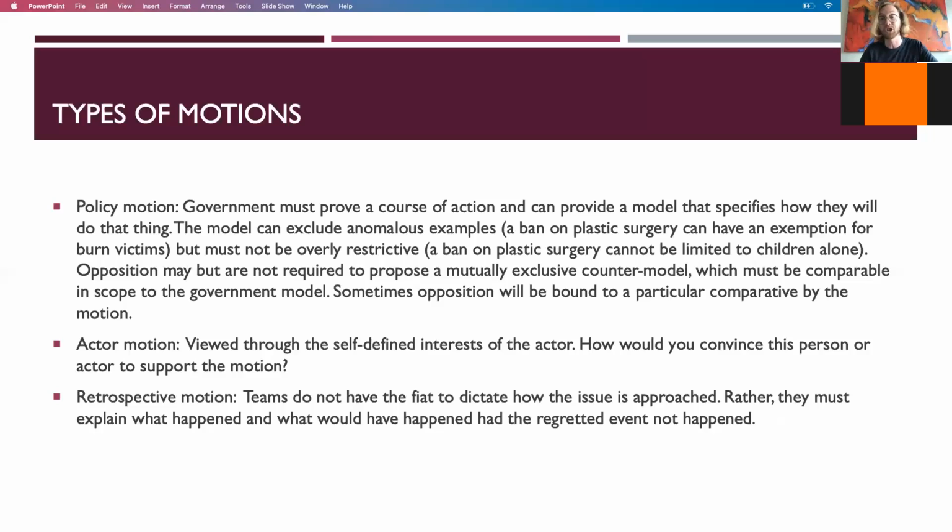you can't just propose that vision of the world. You have to explain to me why that is the likely alternative. Then you have to explain why it's a better alternative. So with regret motions, figure out what would have happened had that other thing not happened. Explain to me why that is true, because unlike in a policy debate, you can't specifically model exactly what you would have stood for. Otherwise, you have to explain why that is a thing that is likely.